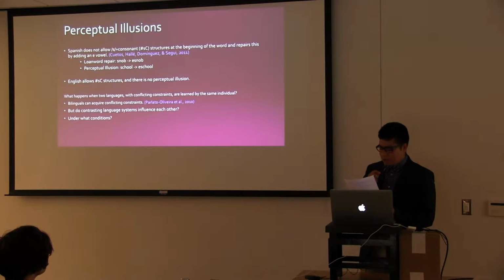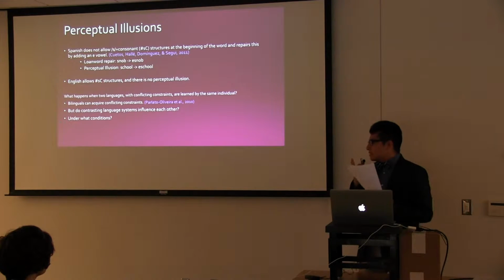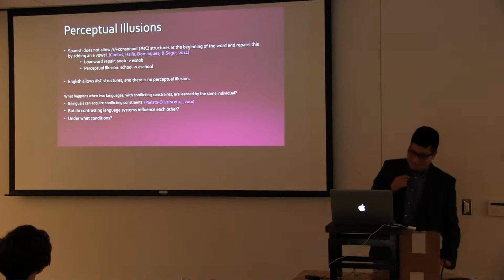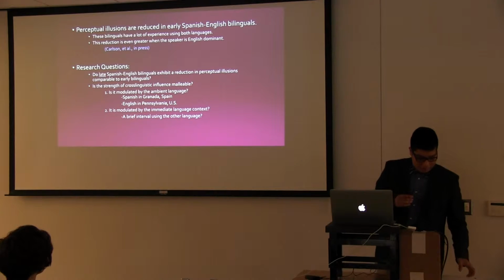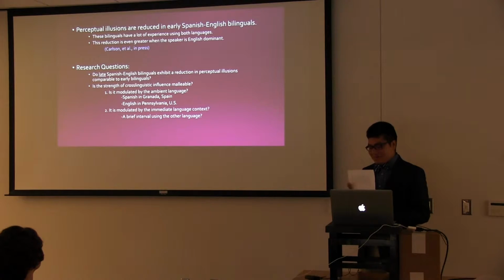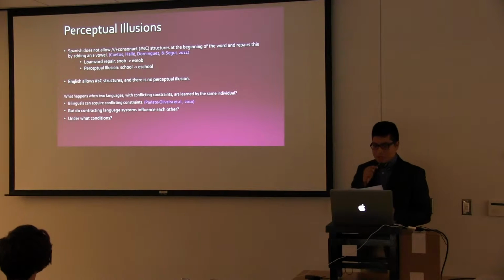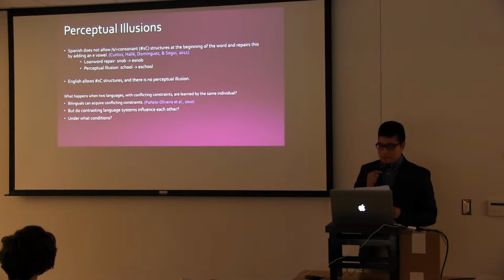And if one individual learns these two languages, what happens? So we have two languages with very different systems, and we mesh them into one individual. What's going to happen? So, I actually pushed it a little quickly. My apologies. According to a study by Pallier and Oliveira, bilinguals can acquire two distinct language systems. But that doesn't necessarily answer more important questions. Are these two systems able to influence each other? If so, under what conditions?